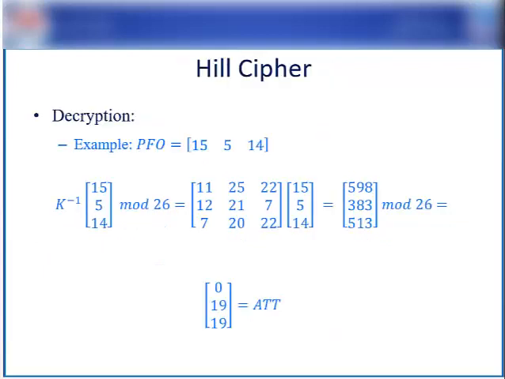Now, we can decrypt our message. In our example, our ciphertext was equal to 15, 5, 14. By multiplying this ciphertext by the inverse matrix which we have just calculated, we can decrypt the message, which was equal to ATT. We can encrypt and decrypt the rest of our plain text in the same manner.